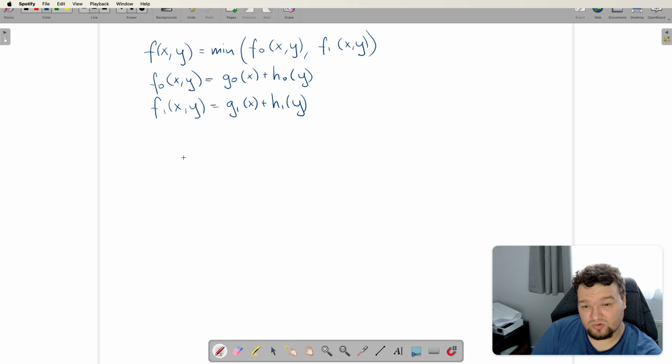Okay, now we can calculate g0, g1, h0, h1 for all x and y in just linear time.